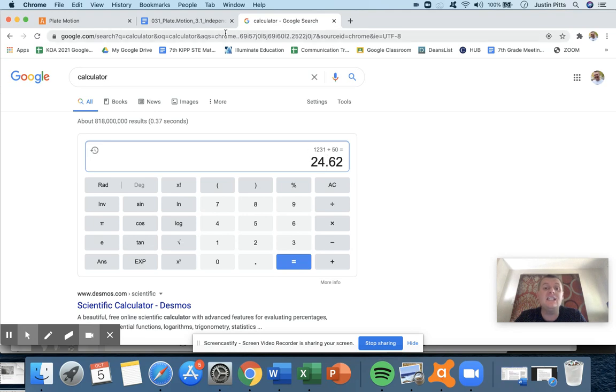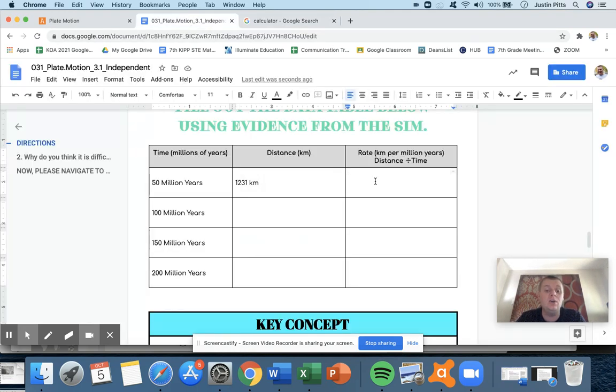So my rate is 24.62, and I'm going to type km for kilometers over million years. So the rate that these plates moved was 24.62 kilometers per million years. It only moved 24.62 kilometers every 1 million years. And that's why, what we talked about yesterday, that they only move a few centimeters each year.